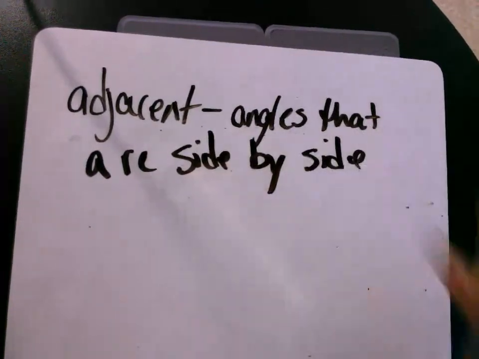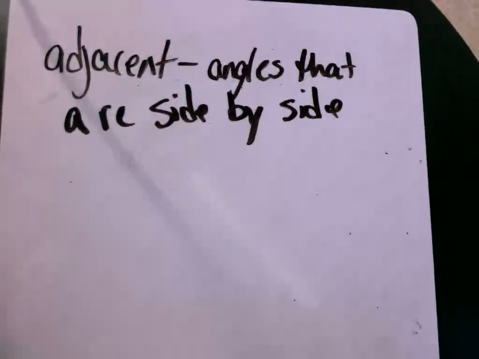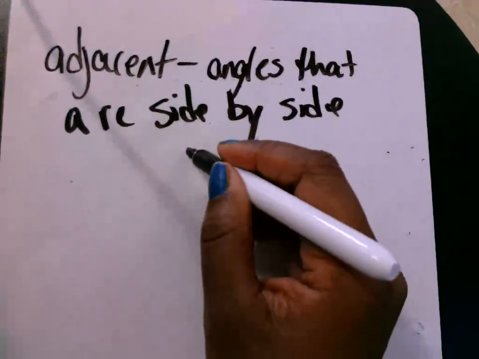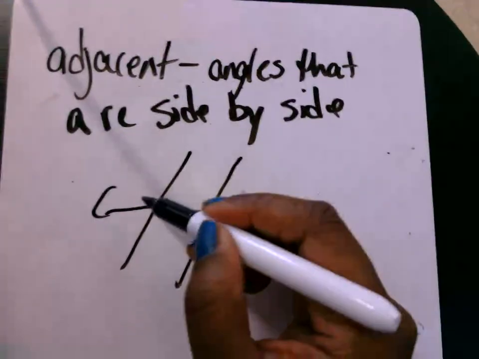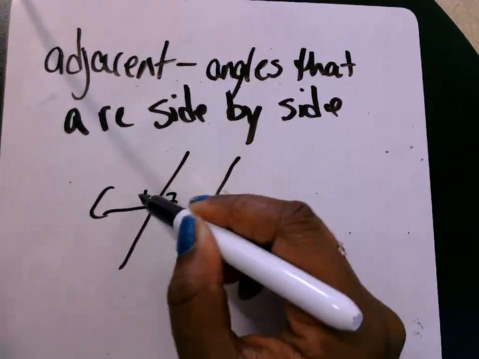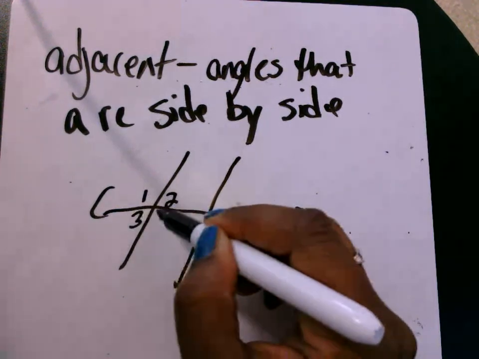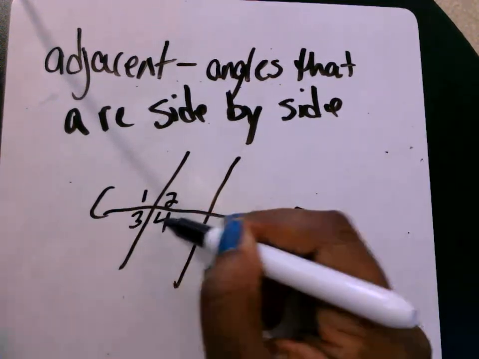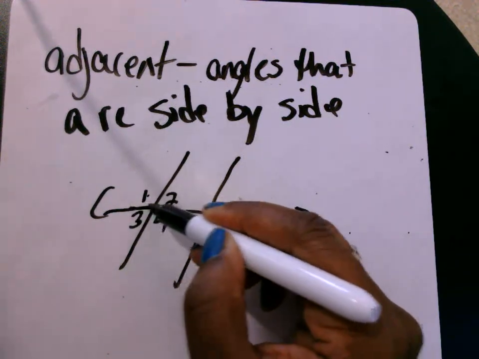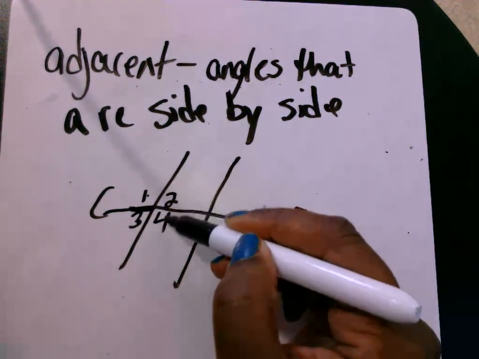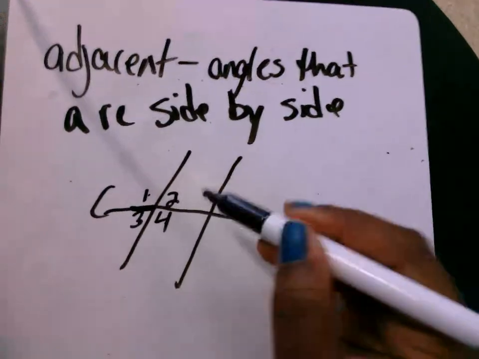Okay, so look. These two angles right here, if I have two parallel lines cut by this transversal T, 1 and 2 are adjacent. 3 and 4 are adjacent. They're side by side. 1 and 3 are adjacent because they're side by side. They share the same wall. 2 and 4 are adjacent because they're side by side.